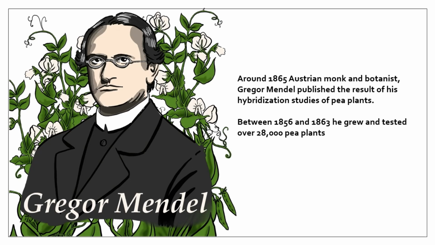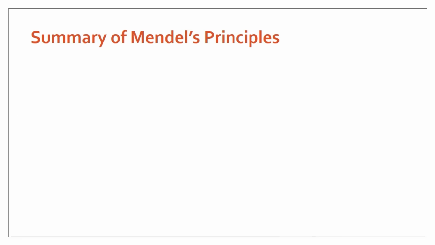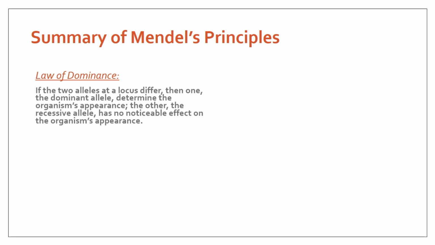He grew and tested over 28,000 pea plants, and in his findings, he noted the role of factors that influence the expression of traits, which we now call genes. In this part of the lecture, we are going to summarize the principles of Mendel. The first principle of Mendel is called the law of dominance.